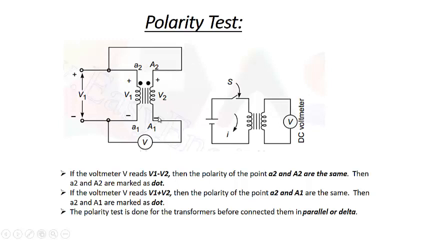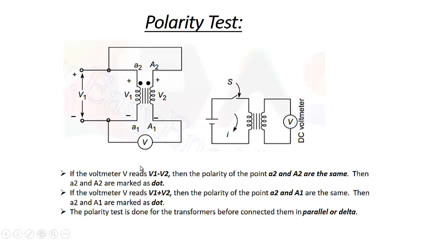So when we measure the voltage, if that voltage is equal to V1 minus V2, then you will see that this polarity and this polarity are the same, because when you use KVL, V1 is minus plus, let us say this is plus minus, and this is plus minus. So taking minus plus as plus, V1 minus V2 minus V will be equal to 0. That means V will be equal to V1 minus V2.